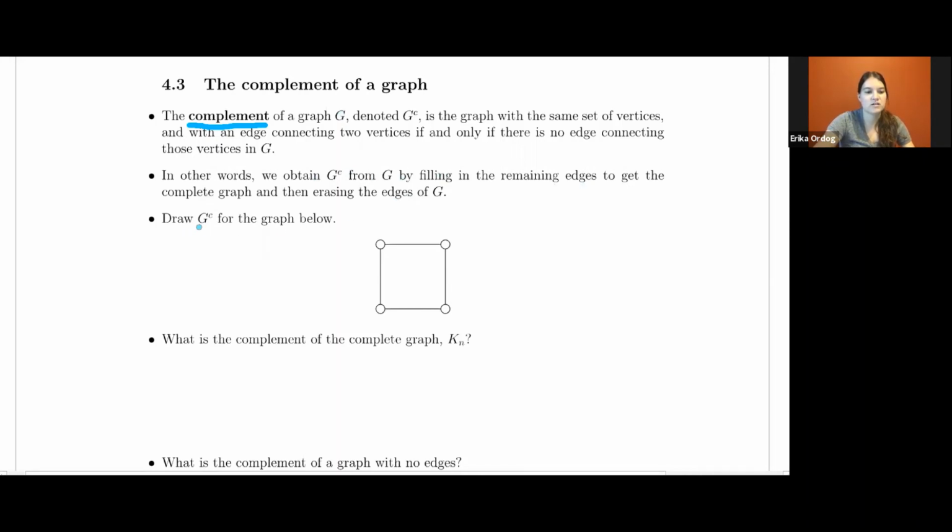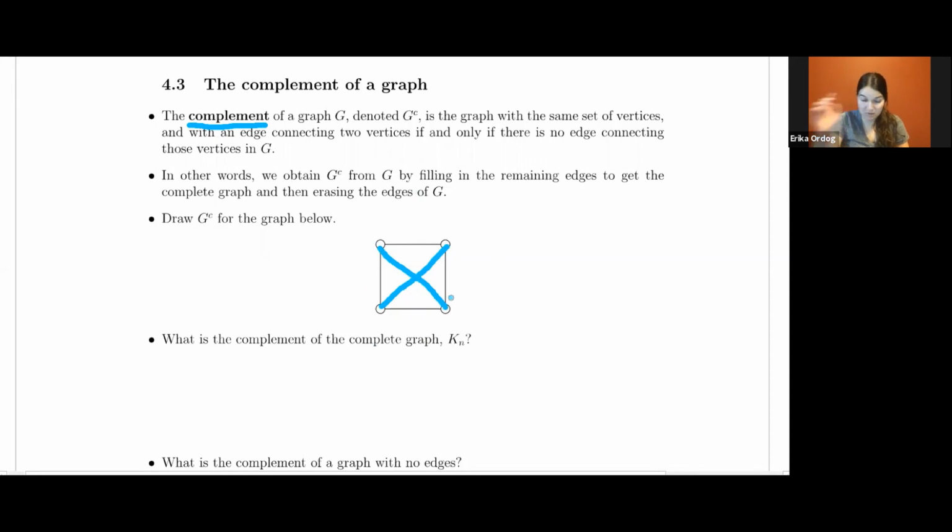So if we want to draw the complement of this graph here, you can try it on your own first if you want, and pause. But otherwise, I'll draw it for us. There's an edge connecting two vertices if and only if there's no edge connecting them in this graph here. So what are the edges missing from the complete graph on 4 vertices? Well, we're missing this edge, and we're missing this edge. All the others are there.